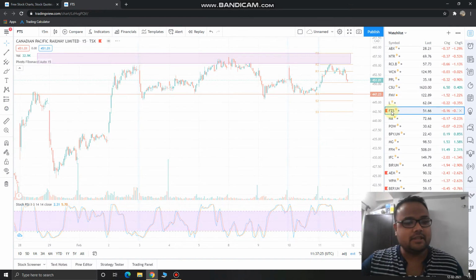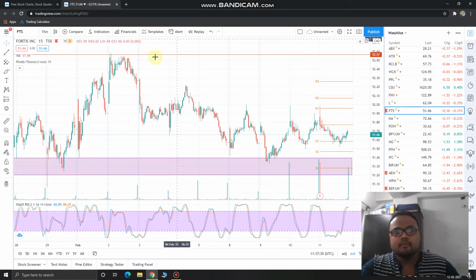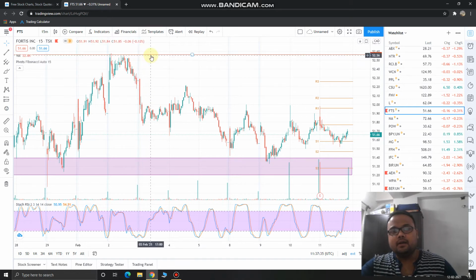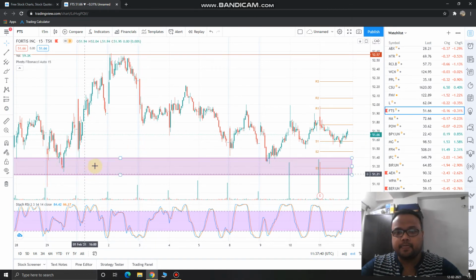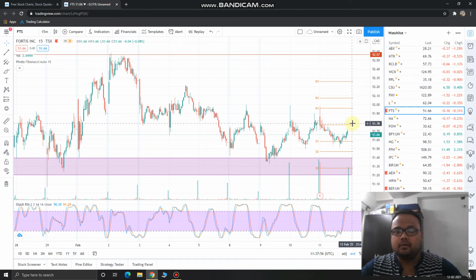The next stock is FTS, Fortis. Fortis main resistance, the big one, is available at 52.57, and it has supported this particular level, 51.40 to 51.20. So right now trading at 51.6. If it comes down and reaches this particular level, you can go ahead and buy. If it bounces from here, then your target will be 51.8. You can buy at 51.4 and sell at 51.80.